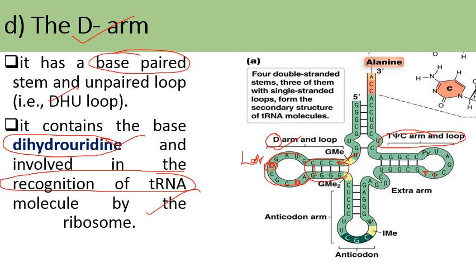Then the last arm is the extra arm. It is the variable arm. Its size is not fixed. It keeps varying, and its function is not understood.